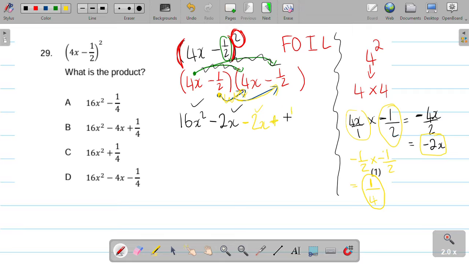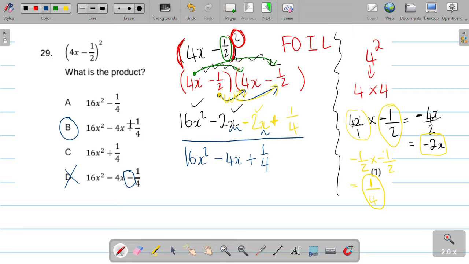And then, guys, just as usual, you look at your entire expression and you see, sorry, this is not the final answer yet, but you see what are my like terms, and we have an x and we have an x. There's nothing else. This is x squared, and this is just a constant. So it's 16x squared, minus 2 minus 2 is minus 4x, and then plus a quarter. Let's have a look where our answer is. Excuse me, so it should be B. All right, please be on the lookout for this one. It's not D because there's no plus sign. It needs to be a plus sign.